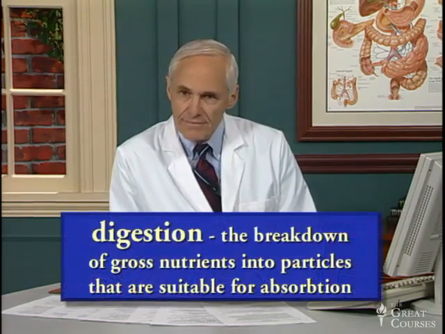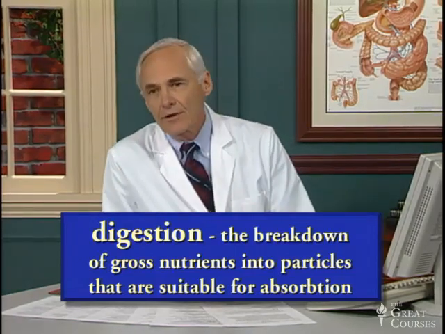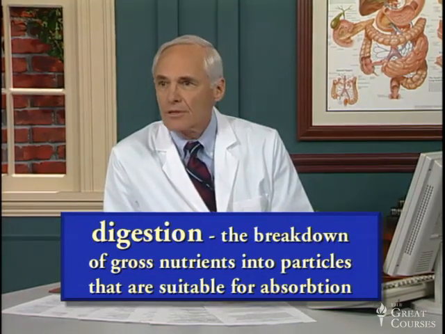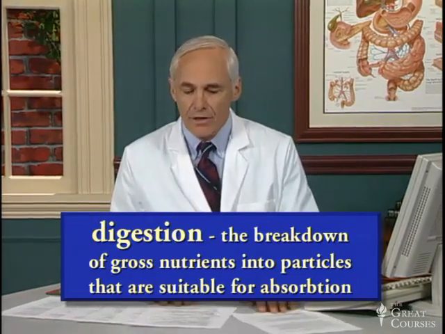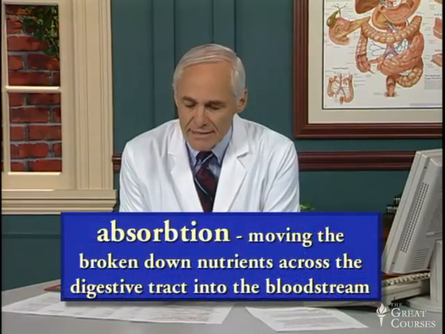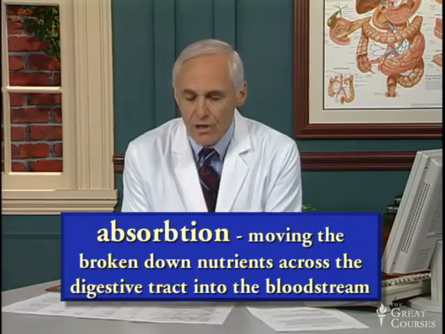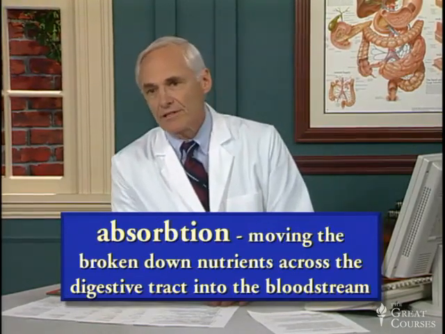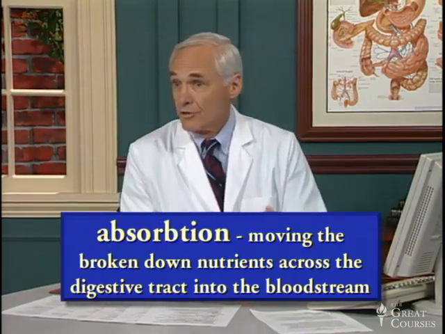First, there's digestion, which you hear bandied about a lot, and that's really the physical and chemical breakdown of gross nutrients into particles that are suitable for absorption, so that we can get those in small enough particles so that they can be taken into the system. So absorption then is the process of moving those broken down nutrients, usually at a molecular level, across the digestive tract wall and into the bloodstream, where it can be distributed to the cells of the body and taken up by those cells for nutrition.